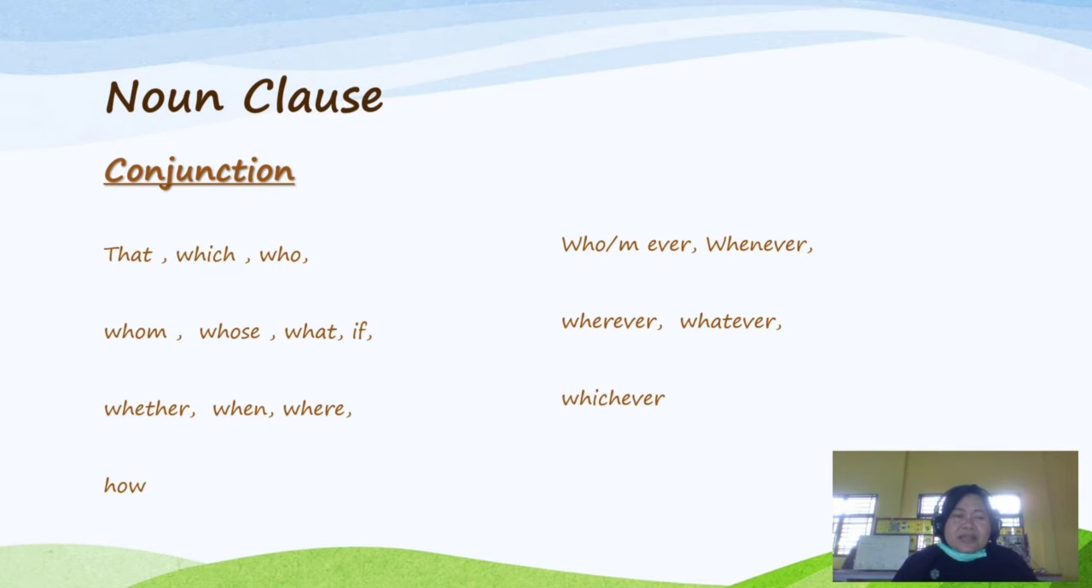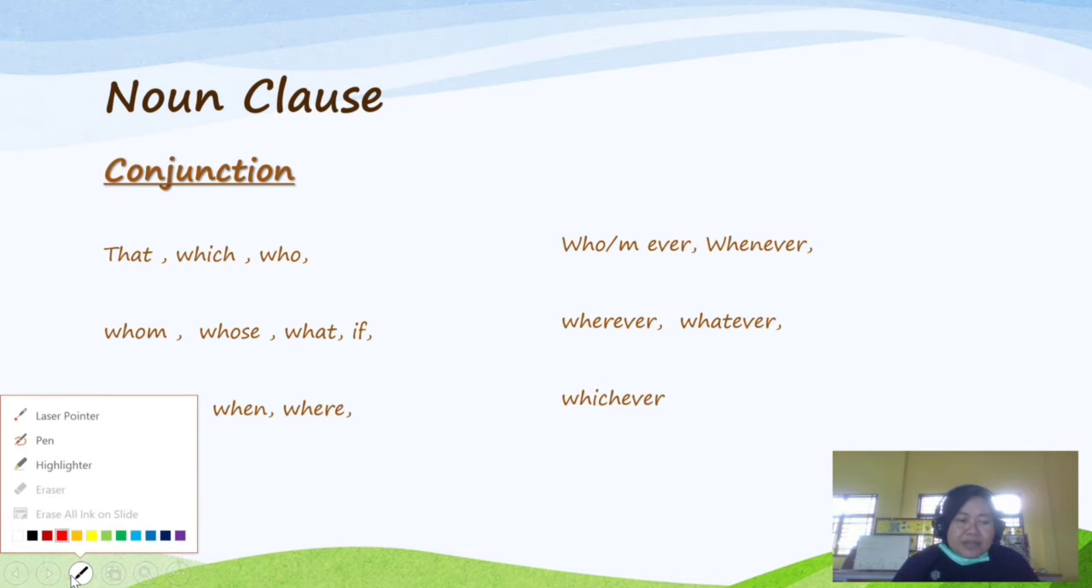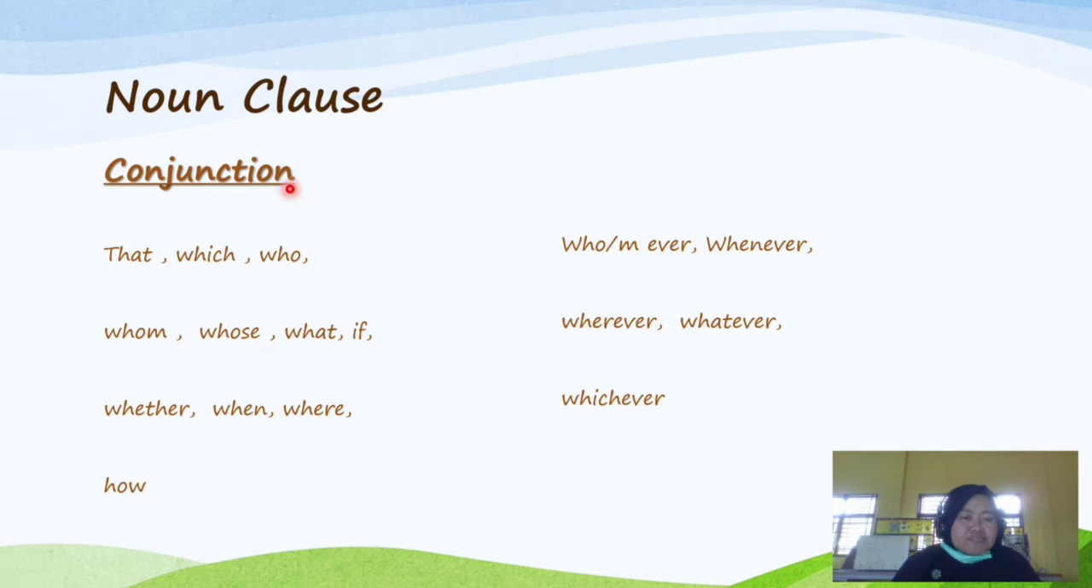Noun clause. This is a dependent clause. Dependent clause means that this clause cannot stand alone. It needs another sentence to support it to make it meaningful. In using noun clause, you need conjunctions, everyone. And these are the conjunctions that you can use in your noun clause later on.